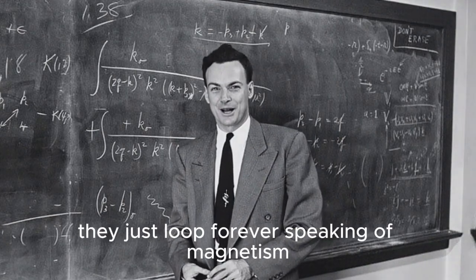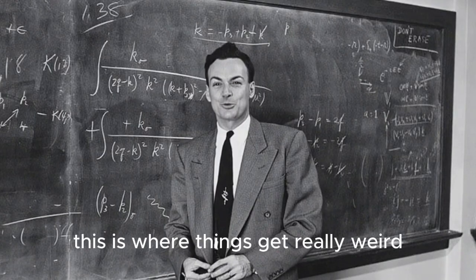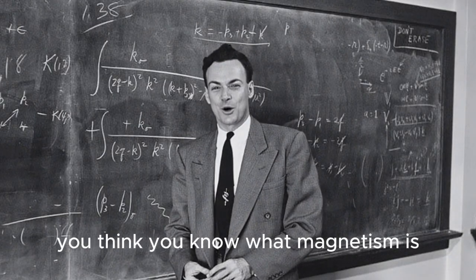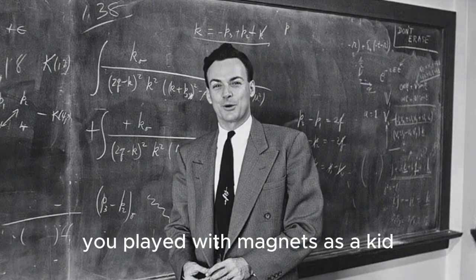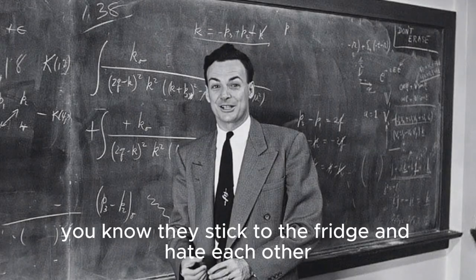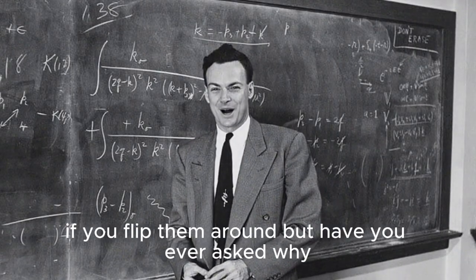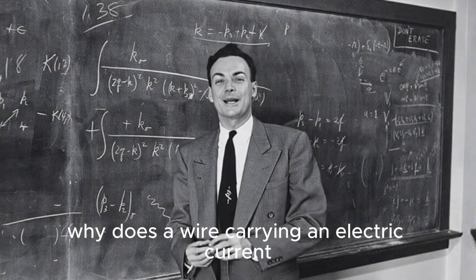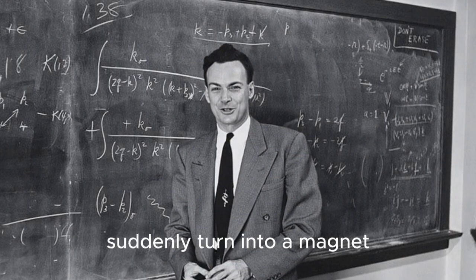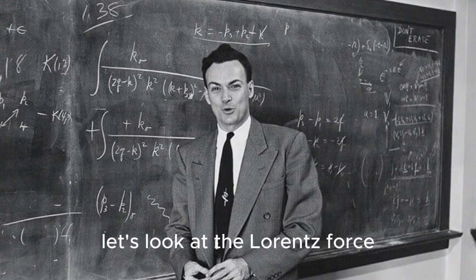They just loop forever. Speaking of magnetism, this is where things get really weird. You think you know what magnetism is. You played with magnets as a kid. You know they stick to the fridge and hate each other if you flip them around. But have you ever asked why? Why does a wire carrying an electric current suddenly turn into a magnet? Let's look at the Lorentz force.